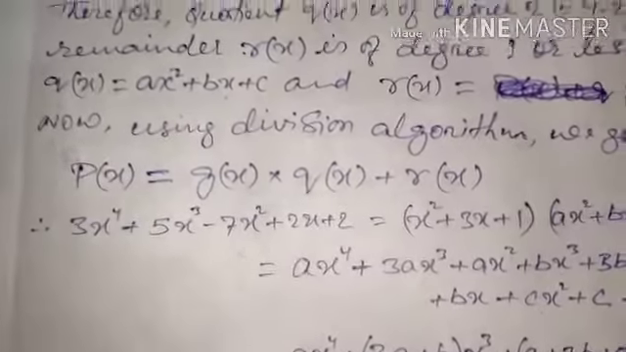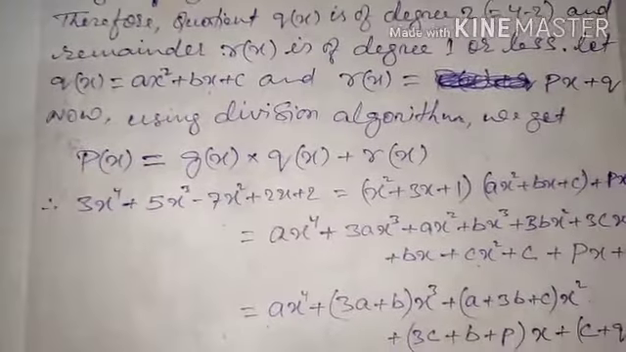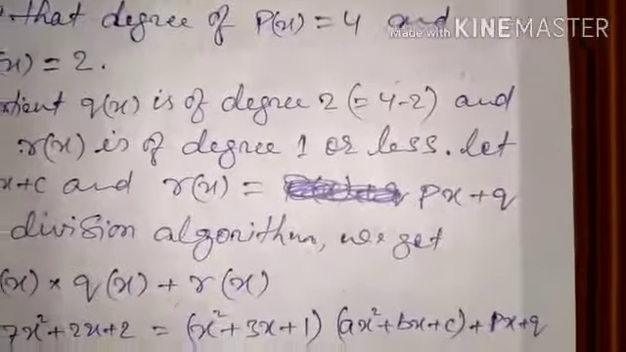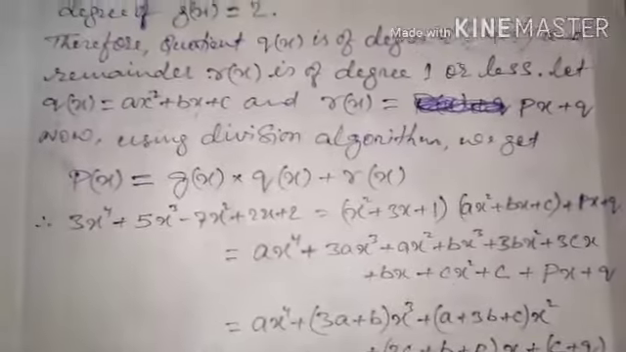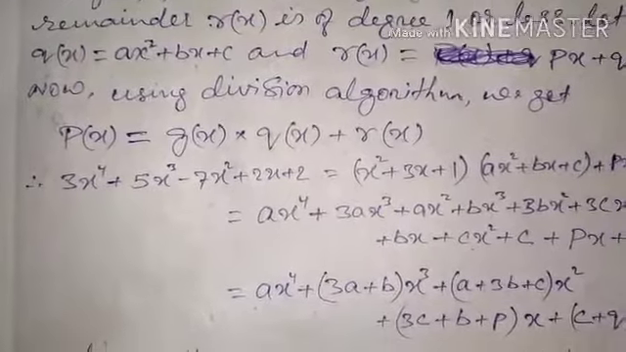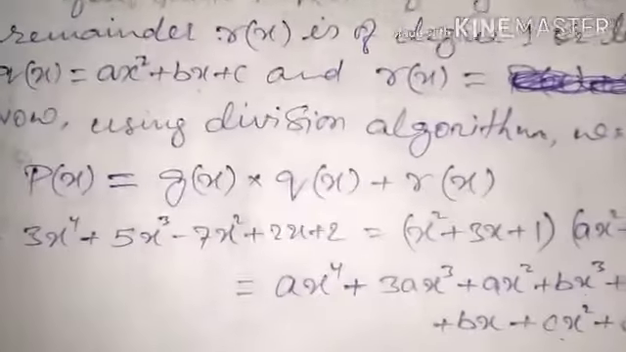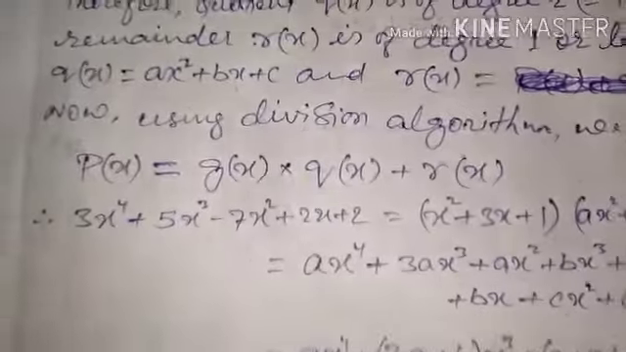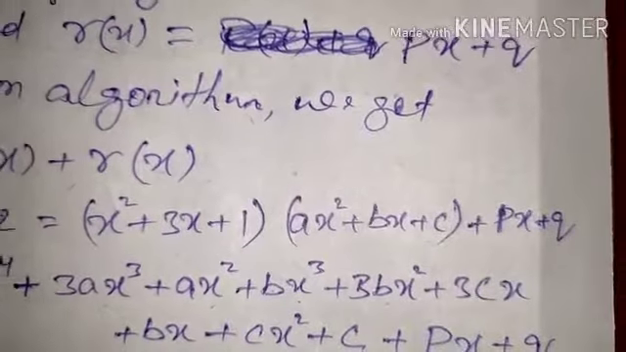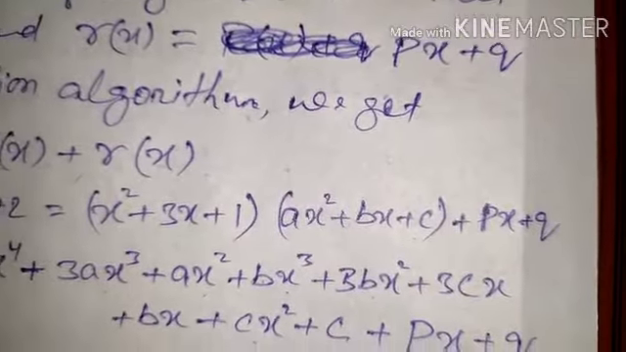Now move on. I hope up to here the things must be clear. Now using division algorithm, and please understand the things. I had taken the general form of qx and the general form of rx, that is in linear form, and qx is in quadratic form. So this is a very easy thing, you must understand this. Now using division algorithm, we get px is equal to gx into qx plus rx. Yes, this is the division algorithm. So using this, the px value I had written over here, and then writing the values of gx, qx and rx, I had written gx into qx plus px plus q, it means rx.